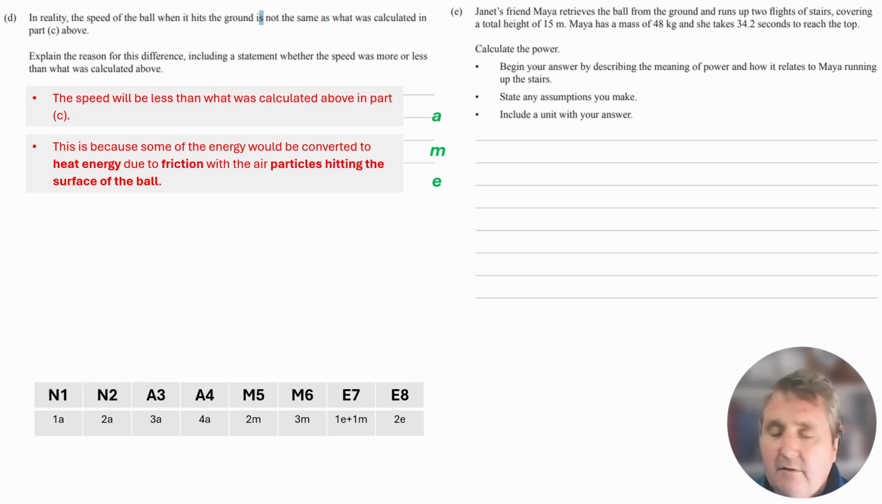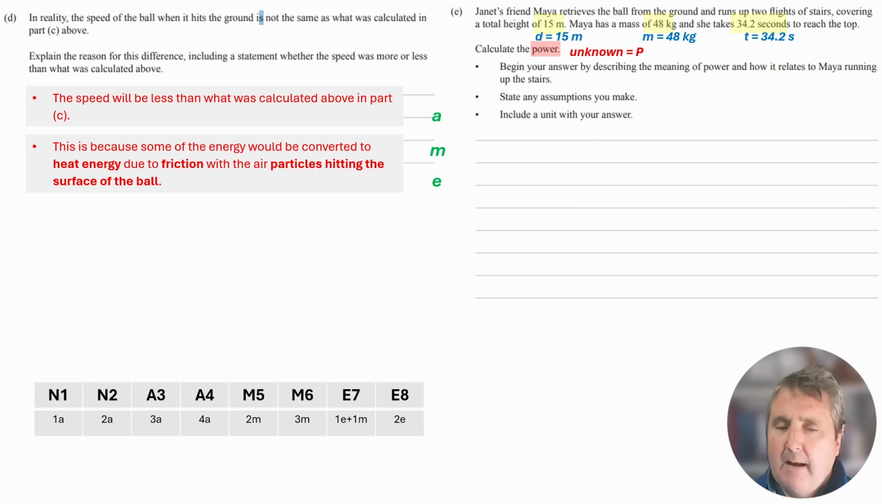Okay, let's identify the data they've given us. 15 meters here, that's the distance or height, D equals 15 meters. We have a mass here of 48 kilograms and we have a time of 34.2 seconds. Now, begin your answer by describing the meaning of power. So power is a measure of how much work is done, or the amount of energy that's being used or produced in a given amount of time.